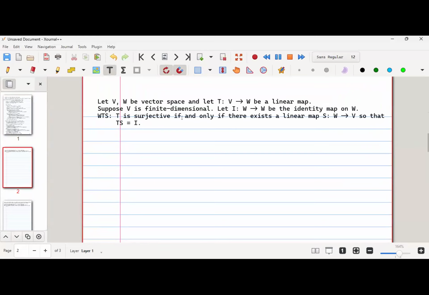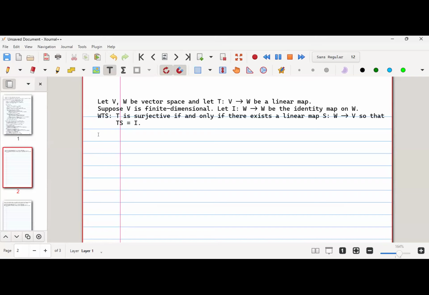Okay, so let V and W be vector spaces and let T be a linear map from V to W. Also, assume V is finite dimensional. Let I be the identity map on W, and I want to show that T is surjective if and only if there exists a linear map S from W to V such that the composition TS is equal to I.